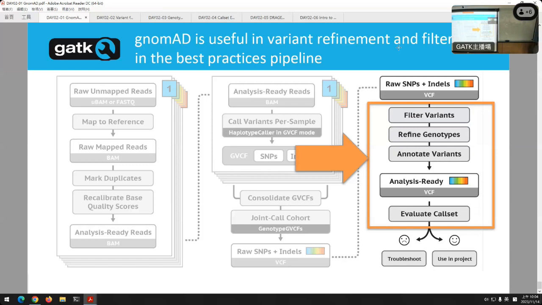Right. So that's why the browser always contains independent information from exomes and genomes, because those are actually different call sets. Question is about the depth, because different sequences have different depths.